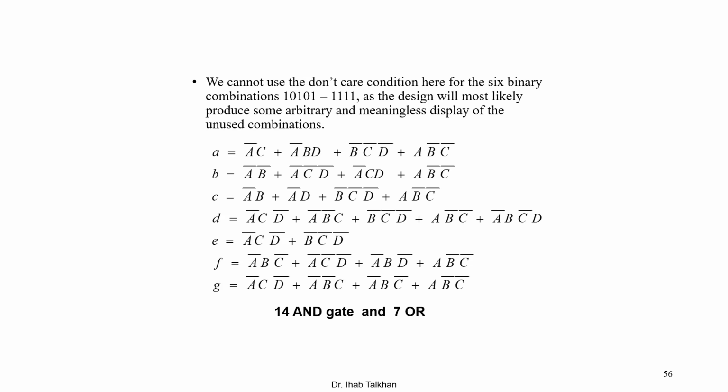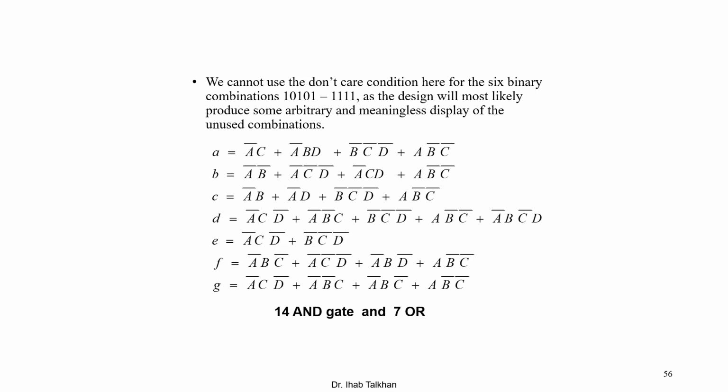We cannot use the don't care here for the 6 binary combinations from 1, 0, 1, 0 up to 1, 1, 1, 1. We cannot use 10 to 15, because these are not defined and actually will produce some meaningless or arbitrary display of the unused combination, and we cannot do that, because we have to have a blank display if you are not getting the right number on the display.